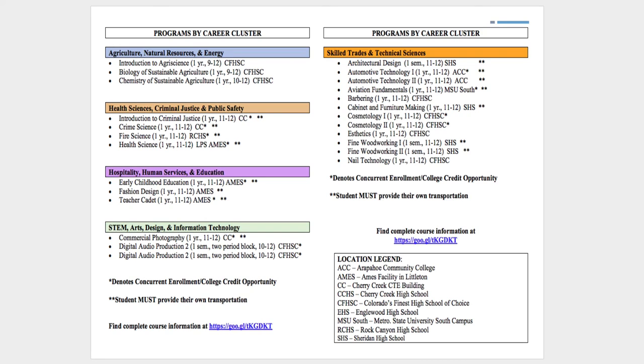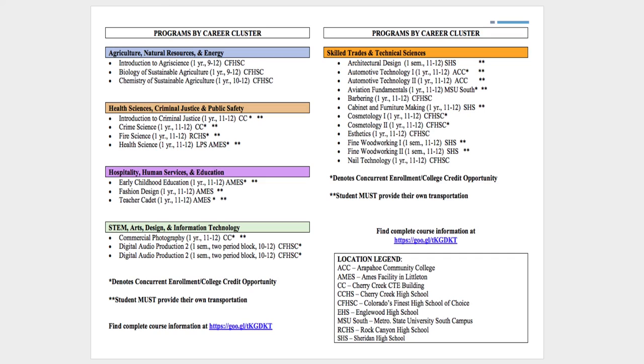We have them listed by career cluster, so we have agriculture, natural resources, and energies. You can go over to Colorado's Finest and take some of these courses. The health science, criminal justice, public safety. You can go over to Cherry Creek High School for an introduction to criminal justice course, crime science, fire science, and a very popular one is the health science program over in Littleton Public Schools.